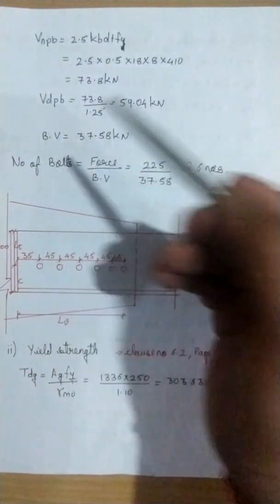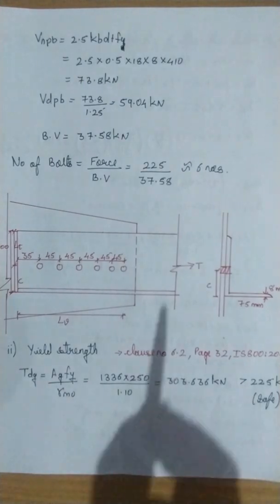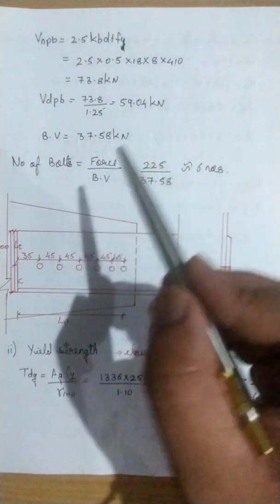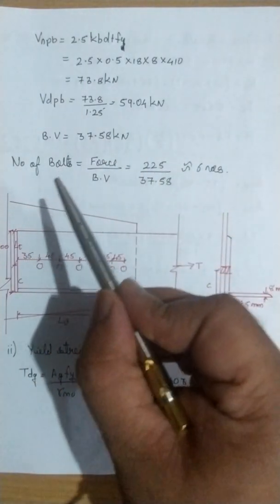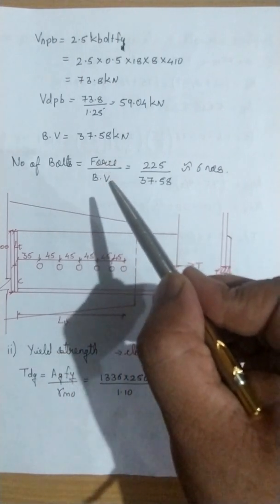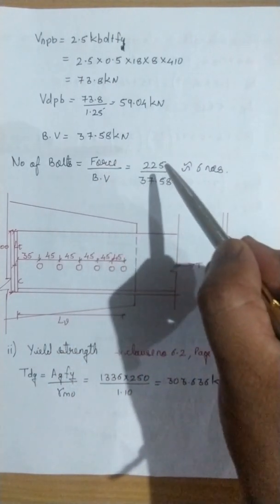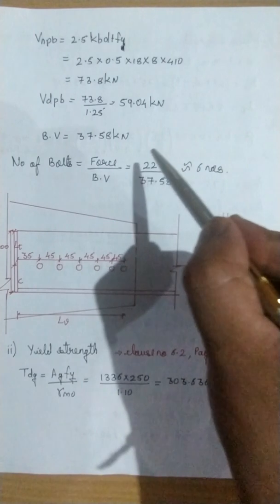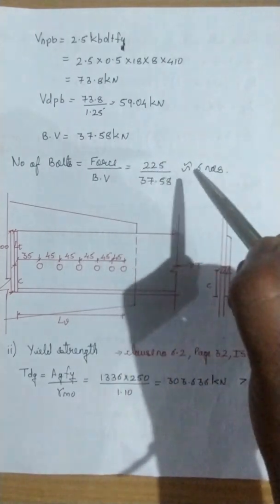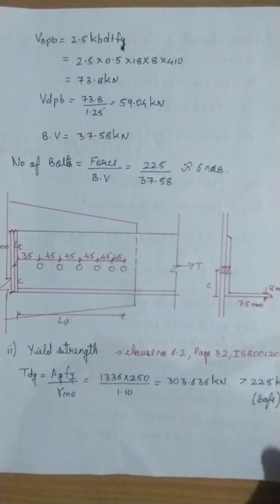So what is the bolt value, the least of the two? The least is 37.58 kilonewton. Now we need the number of bolts. So the number of bolts is force divided by bolt value. This force is nothing but the factored load, which is given in the question, divided by the bolt value, and we get the number of bolts. So now we got 6 bolts.